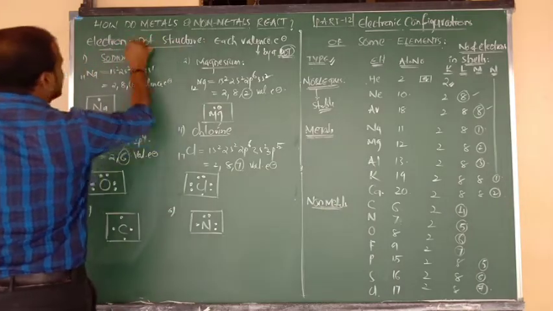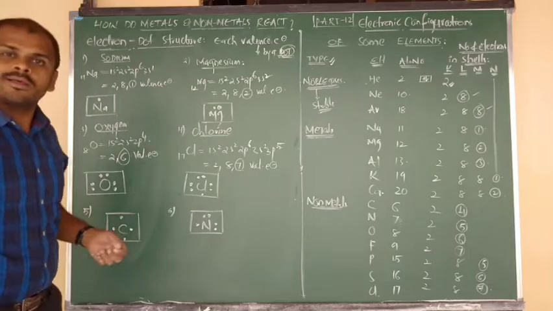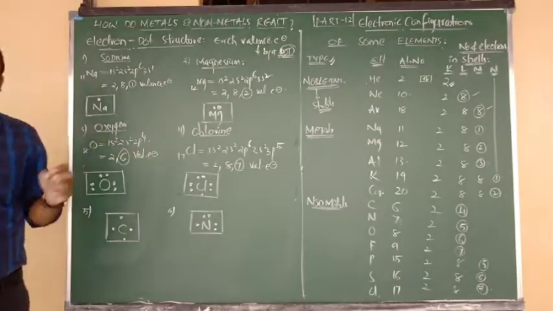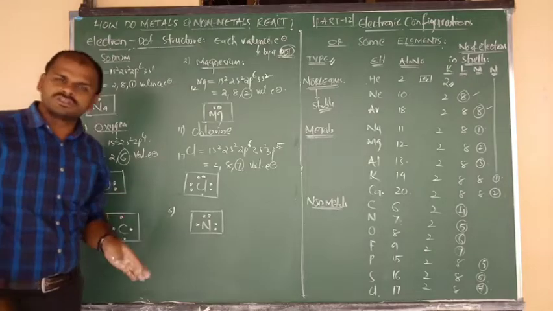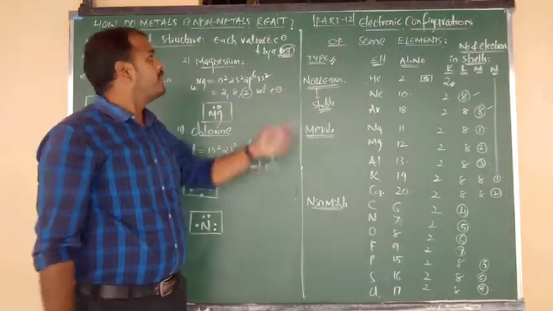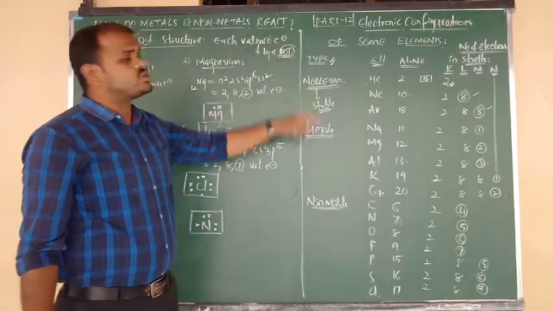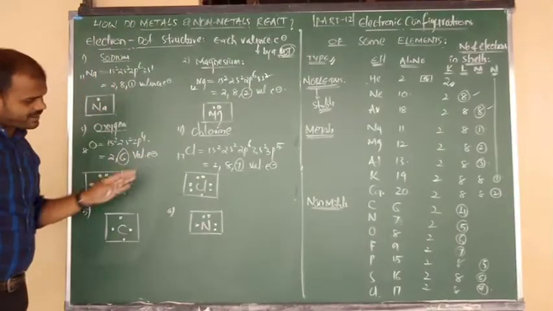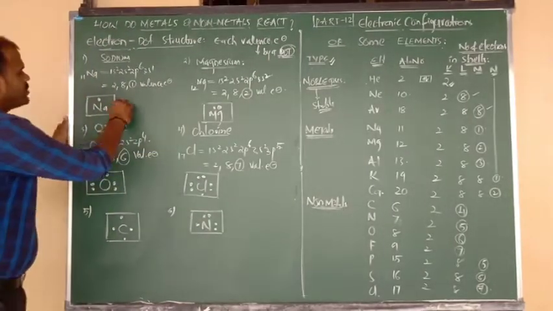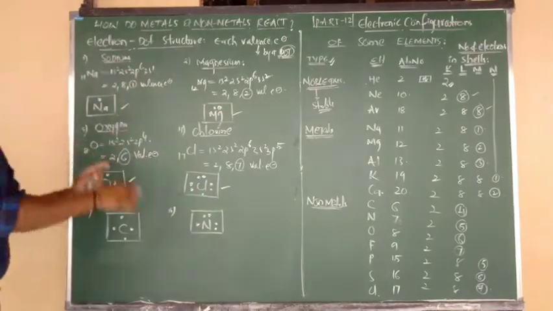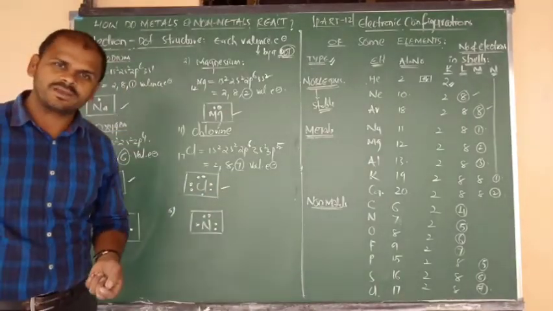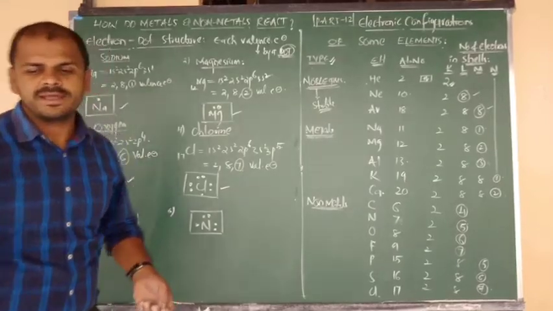So this is the theory given by Kossel and Lewis. Both the scientists combined gave the concept of electron dot structure. According to this electronic theory, each valence electron is represented by a dot. In that manner we have to represent. Now sodium, magnesium, oxygen and chlorine, these 4 are very important for you. And a small concept is there.